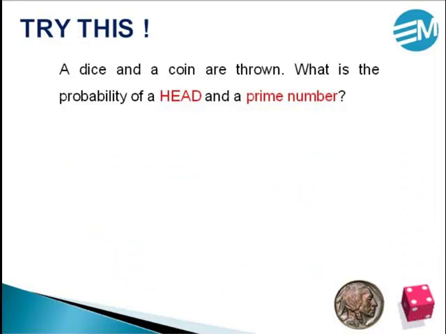That's right. Now the question for you, Manu. A dice and a coin are thrown. What is the probability of head and a prime number? See, these are independent of each other. There is no relationship between the coin and the die. So you can solve it. What will be the probability of head and a prime number?